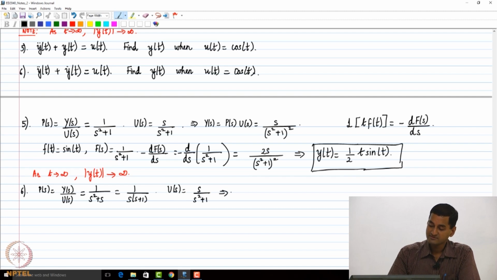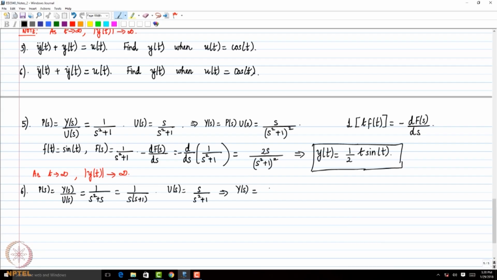So, u of s is s divided by s squared plus 1. Then y of s is going to be equal to P of s times U of s, which we are going to get as s divided by s times s plus 1 times s squared plus 1, correct? So, the s and s will cancel off. So, what we are going to have is 1 divided by s plus 1 times s squared plus 1.